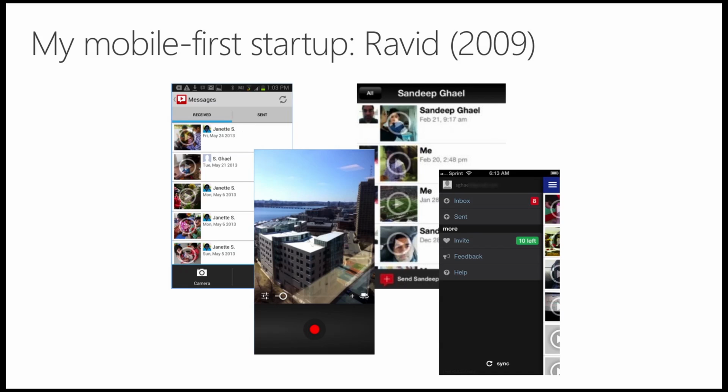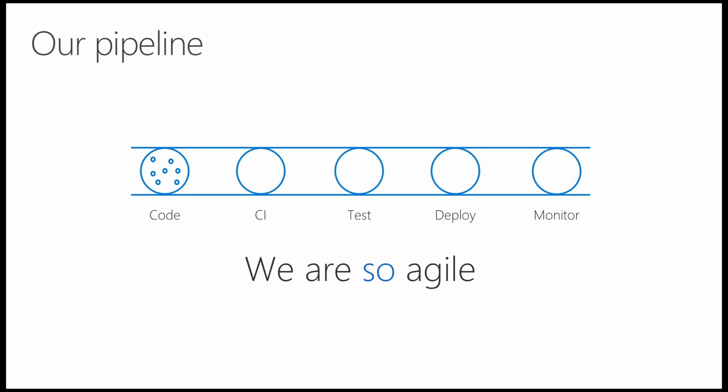Now, when you think about the pipeline of how you build and ship an application, it starts with how you code. And agile development, things like Scrum and Sprint and XP, were all designed to help us as developers code more quickly. And one of the things I'm most proud of with the way we built Ravid is that we were very agile. It was great. We could code very, very quickly, even though we had a very small team.